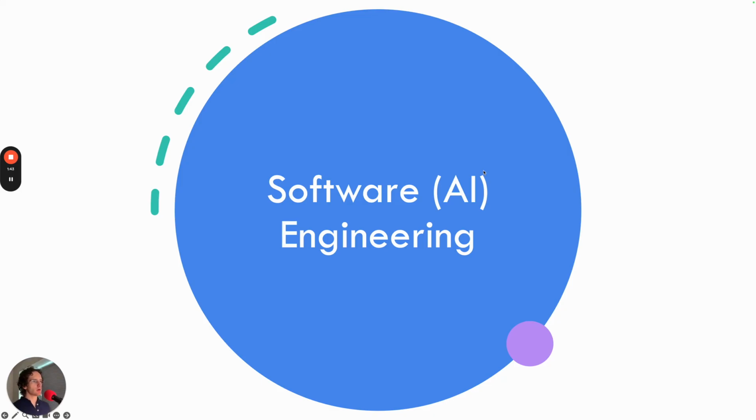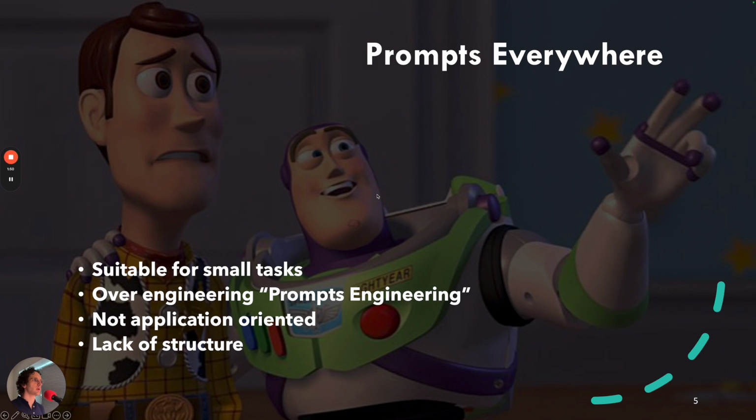So what is software AI engineering? I really care about this topic because I see that many people are working with prompts, and in my opinion, sometimes we over-engineer prompt engineering. This basically means that we are expecting to do too many things with the prompts, and we're trying to build huge applications based on prompts, but without thinking about software engineering, without thinking about the things that we did learn during the last decades or even more.